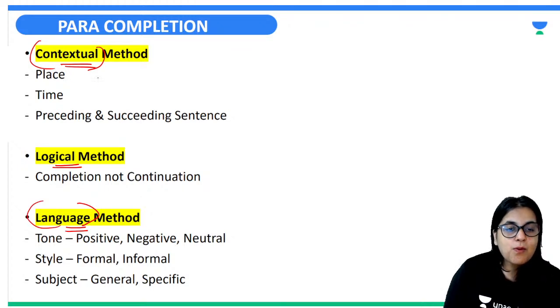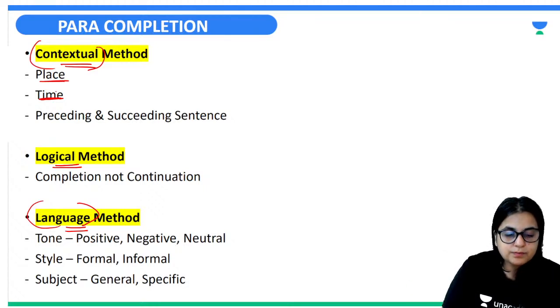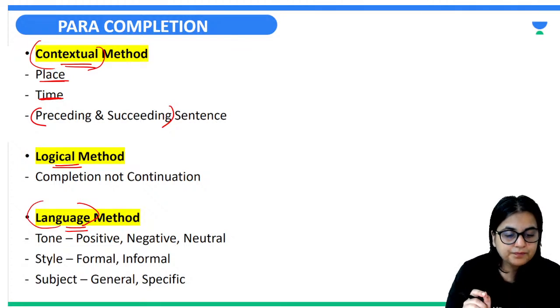Okay, now context. Understand the place and time. If the para is about India, choose an option which also talks about India. If the para is about the 19th century, select an option which talks about the 19th century or maybe the future. Always focus on the preceding and succeeding sentences for links, because it will be a continuation.